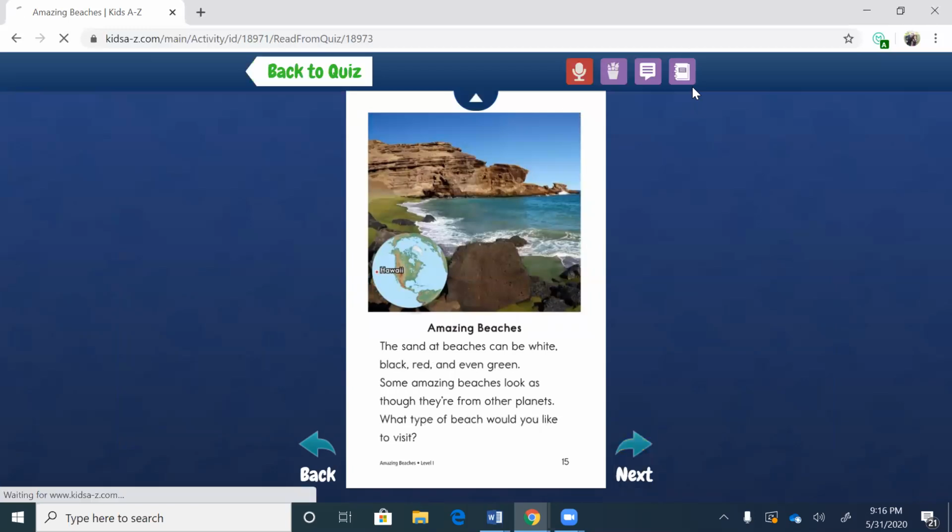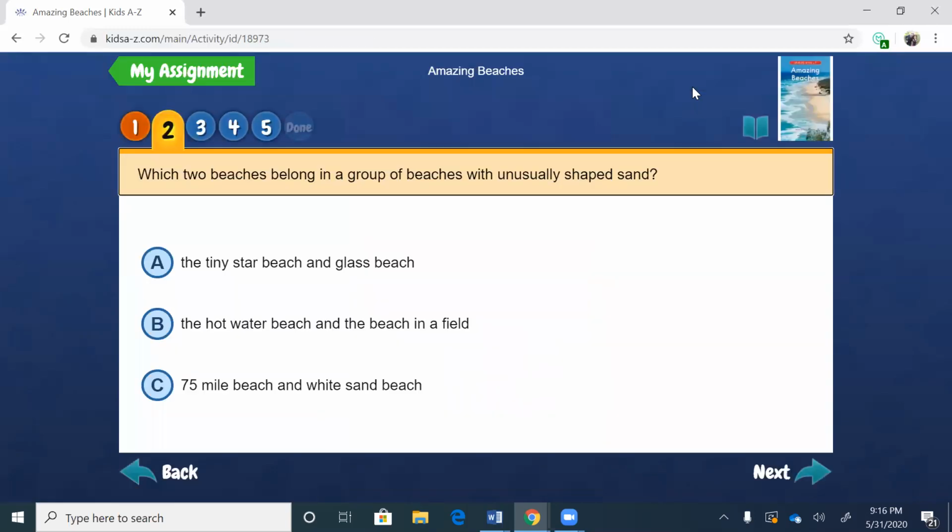So let's go back and see our possible best choices. So I said it has to be the tiny star beach, right? Because those shells change the shape of the sand. So with that, it's also going to be the glass beach because there isn't any sand. It's all glass.